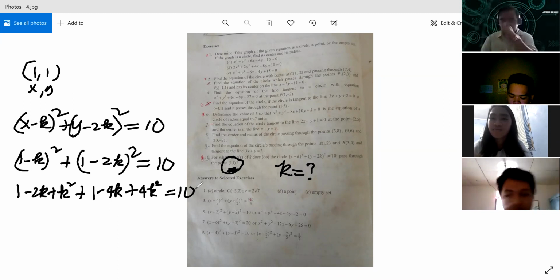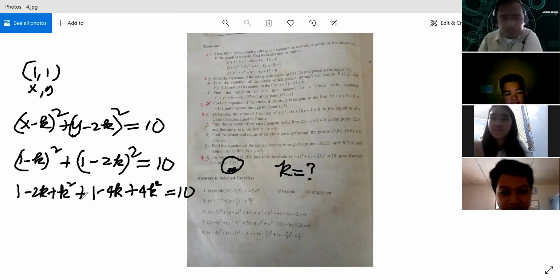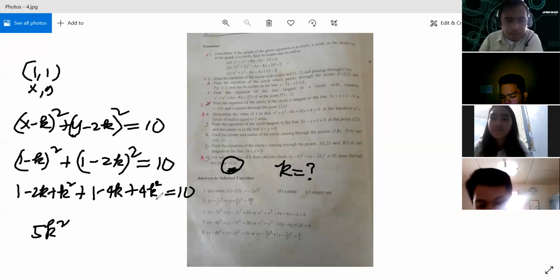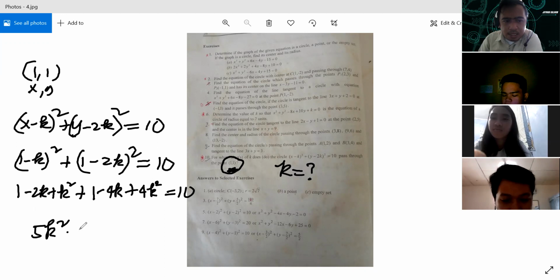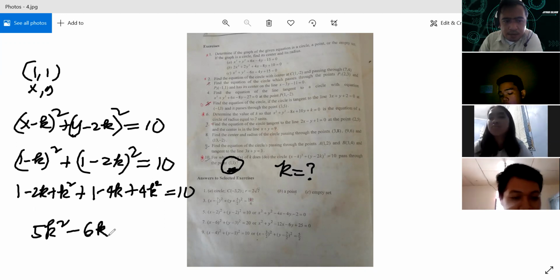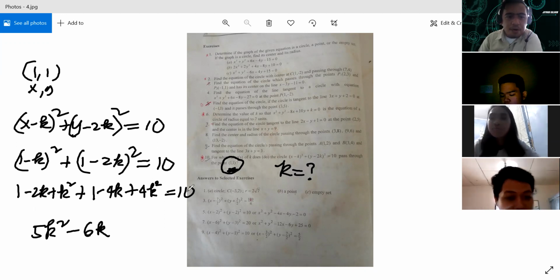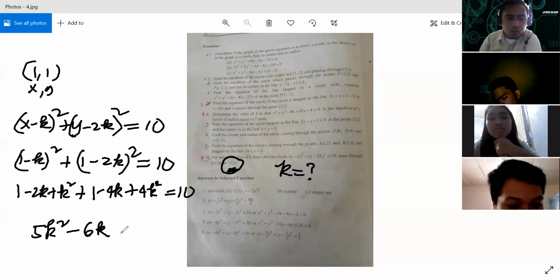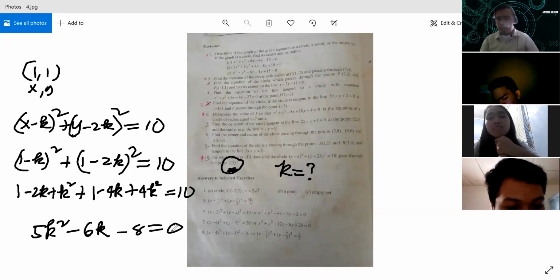Okay. And if you simplify this further, it will be 5k squared if you combine the k squared, right? And if you combine the k, it will be negative 6k. And for the constant term, if you transfer 10 to the other side, it becomes negative 10. And this becomes 2, so that will be negative 8, right? Do you agree with me? Because negative 10 plus 2 is negative 8.